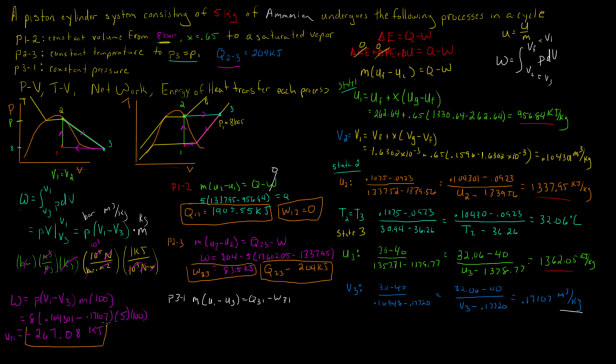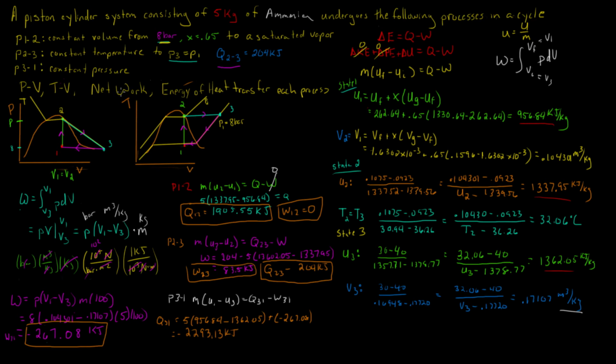Okay, so now that we know this, we can solve for what Q3 to 1 is. So we know that 5 times U1 minus U3, so 956.84 minus 1,362.05 plus work 3 to 1 is going to be equal to the heat from 3 to 1. And work 3 to 1 is equal to minus 267.08. And when we solve this, the heat transfer at this process is equal to minus 2,293.13 kilojoules. So we figured out what the energy of heat transfer for each process is.